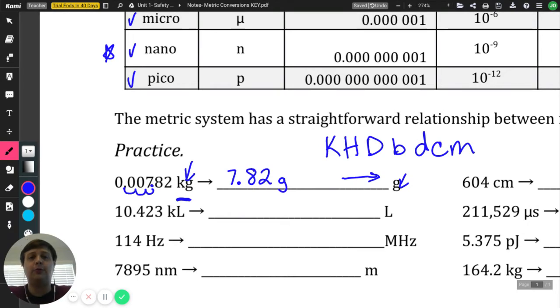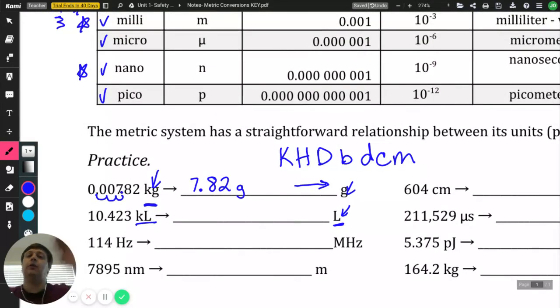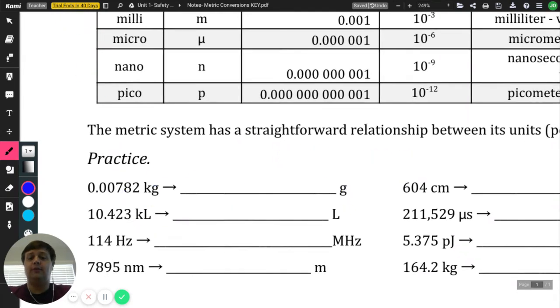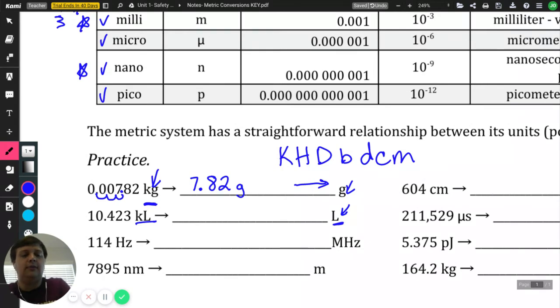So I have 10.423 kiloliters, and it wants me to go from kilo to liter. Well, liter is again my base. A big way to look and see if it is the base is if it doesn't have 2 letters. Right there, there's only 1 letter, so it's probably going to be my base unit. There are a few exceptions, but those won't happen until later on in the year. So if I have 2 letters, we're going to assume that it's got a prefix. Kilo has a prefix. It is K. Liter is my base unit, so B.